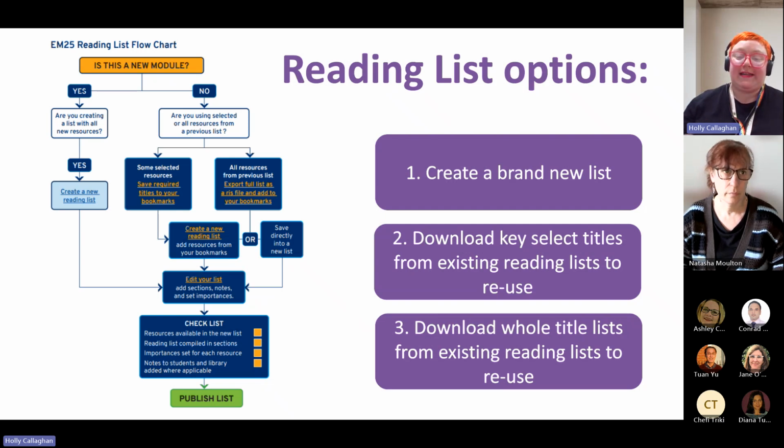The third option is if your new module or your new reading list is actually pretty much exactly the same as a previous reading list, you have the option of going into that old existing reading list, downloading that list as it is, and then simply uploading that into a brand new reading list on the system. It'll save you a bit of time rather than having to add each individual title one by one. There is still a little bit of work for you to do then in terms of the structure of that list.